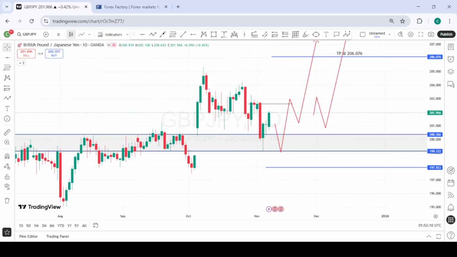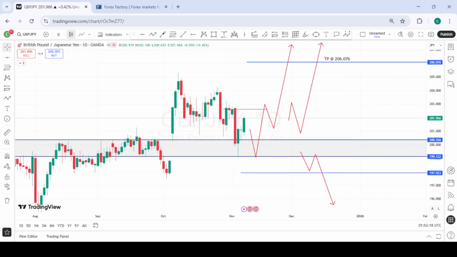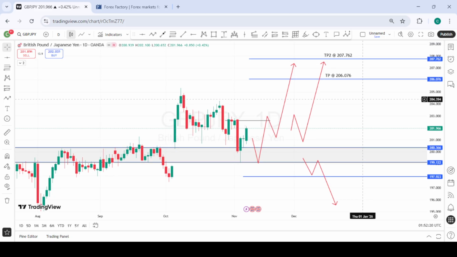This can be violated if price breaks the zone below and gives us a retest and takes us to the downside. Until then, we'll be looking out for the bullish side for GBPJPY.